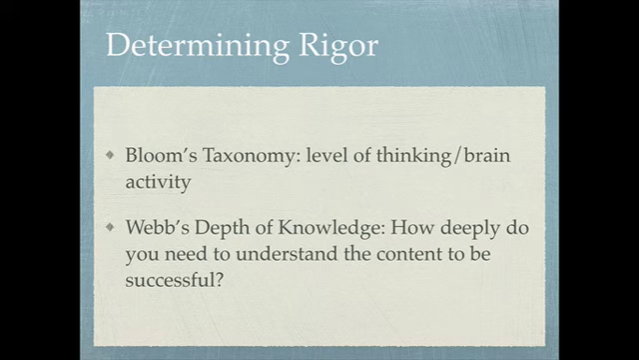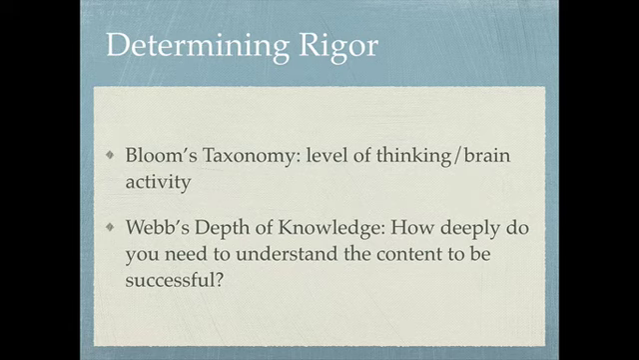That's what Bloom's taxonomy is able to determine: the level of thinking or the level of brain activity. Webb's depth of knowledge is a little bit different. What it helps us answer is the question: how deeply do you need to understand the content to be successful? So it's tied to the understanding of content. And then, what kind of mental processing do I need to engage in to be able to show my understanding of the content?